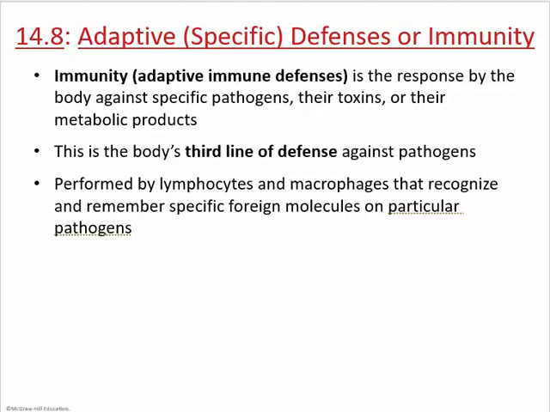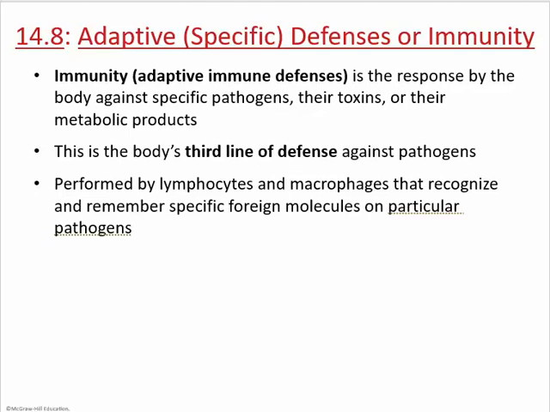Okay, now let's look at specific defenses, adaptive immunity. Sometimes this is what's called just plain immunity, the other being just defenses. So it's the third line of defense. When this kicks in, which takes a little while, it doesn't mean the other things stop working. It just means this is added in addition. And so this is the response of the body against very specific pathogens or some product of the pathogen, like a toxin or something like that.